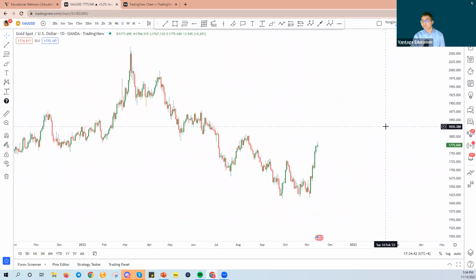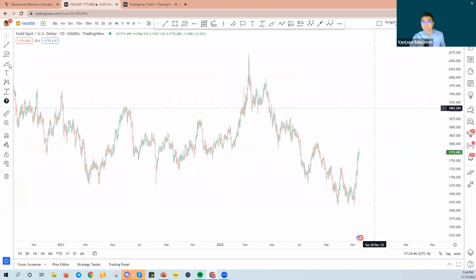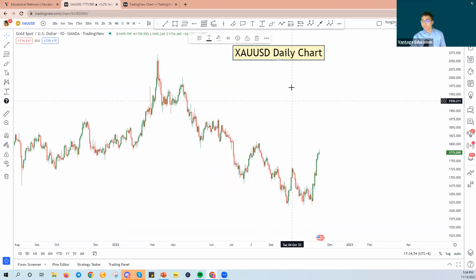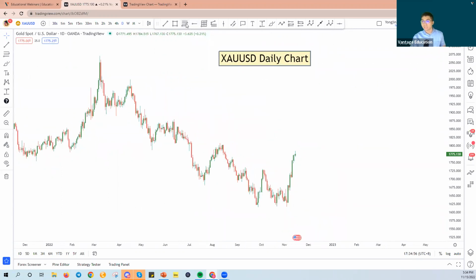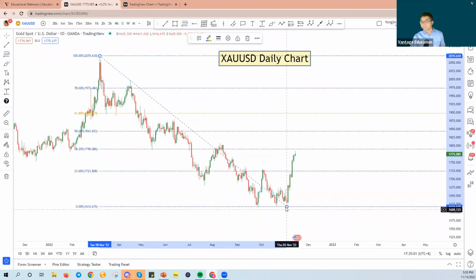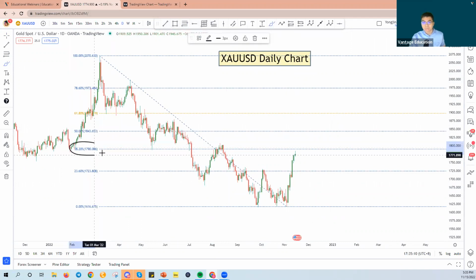So we can actually draw a Fibonacci line. So I'm just looking at the daily. You can see I'm on the daily chart right now. So I'll just write it out. XAU USD daily chart. So I can see on the gold daily chart, I can draw a Fibonacci line from the top all the way to the bottom. And then we can take a look. Price is currently heading towards the 38.2% Fibonacci line.